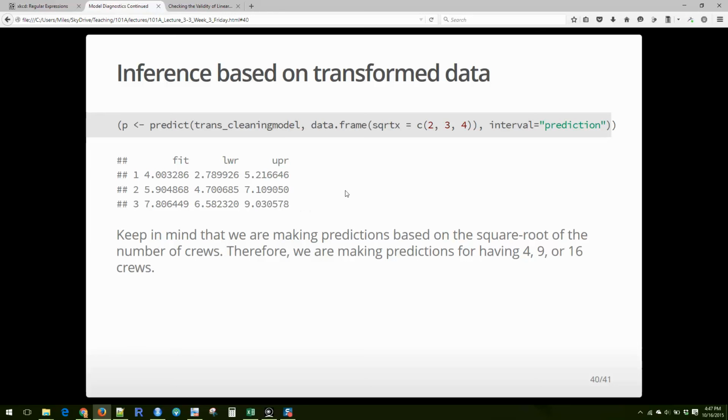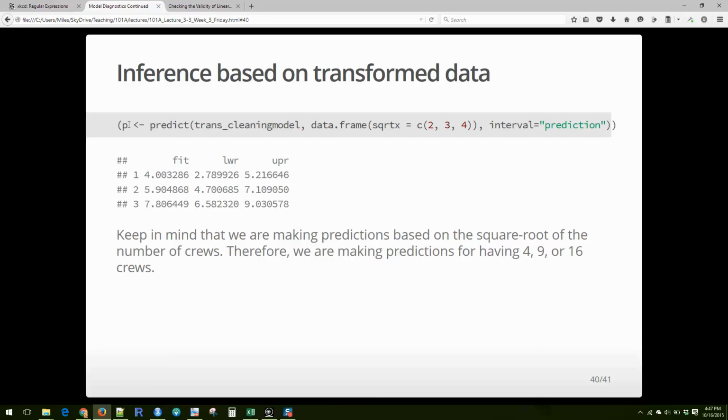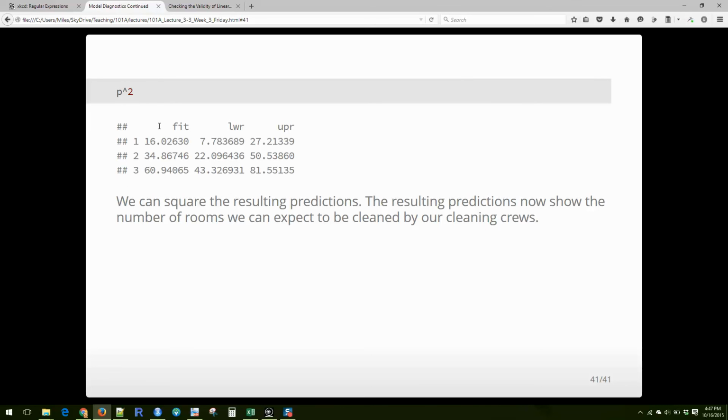Okay, as we should. But again, this is now our y, but what is y? We're making predictions for the square root of y based on the square root of x. So these are predictions for the square root of rooms cleaned. If we want the actual rooms cleaned, we're going to have to take these values and square them all. If you did a log transform, you would then have to exponentiate to undo it. So here we have to square these to get our predictions. I'm just going to do p squared, and it goes element-wise, so that's good.